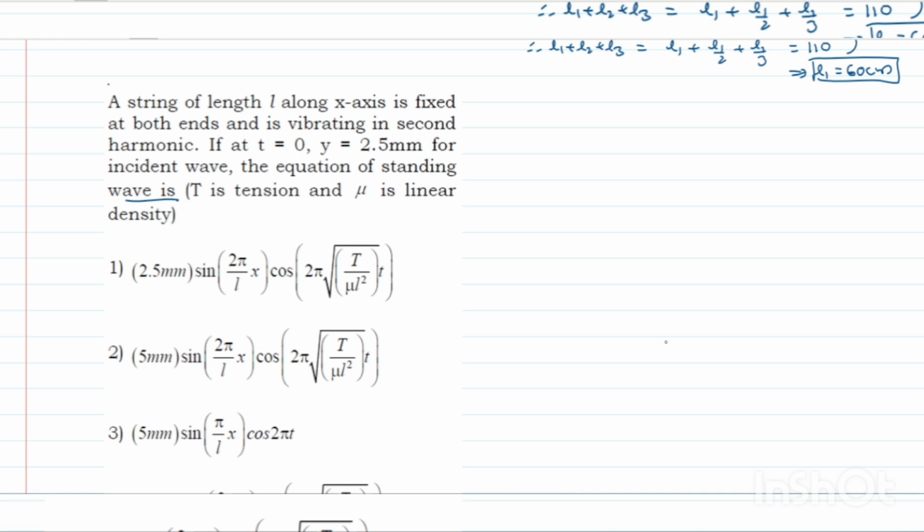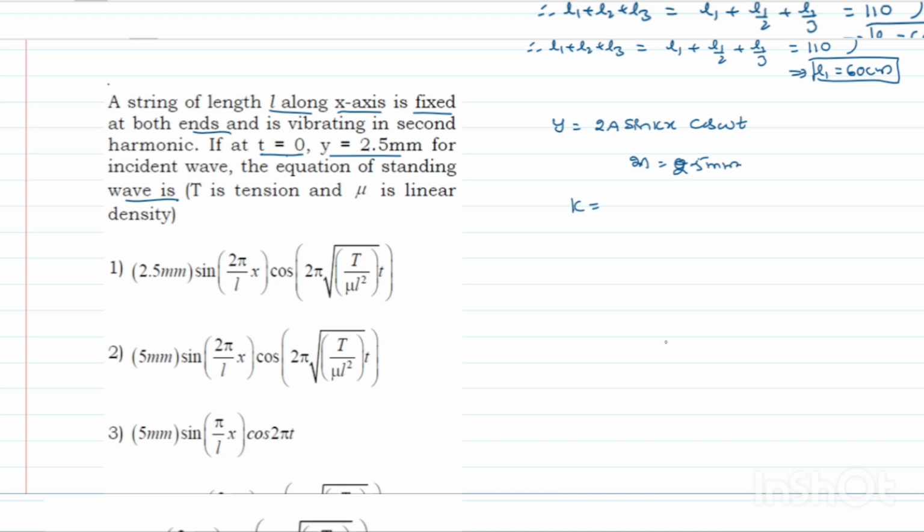And here you have to take the general equation, students. Here y equals 2a sin kx into cos omega t. This is the general equation of the standing wave. And here the amplitude is given for a string of length L along the x-axis fixed at both ends, and at t equal to 0, y equals 2.5 millimeters. Means its amplitude is already given as 2.5 millimeter. Its 2a value is given as 2.5 millimeter.